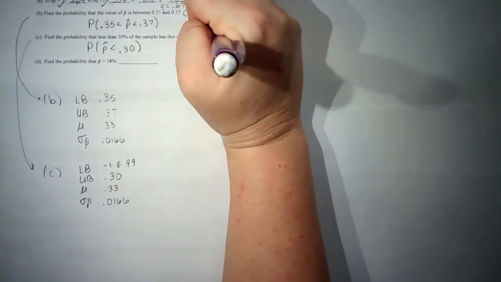What did we get for C? I'm scared to tell you what I got. I got 0.0354. Okay, close enough.